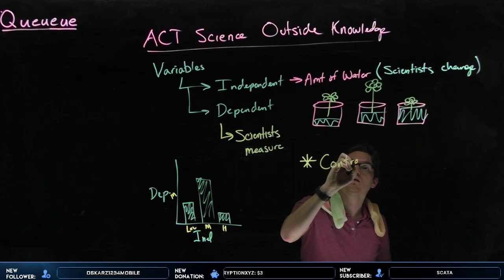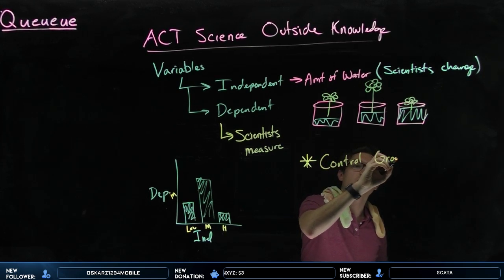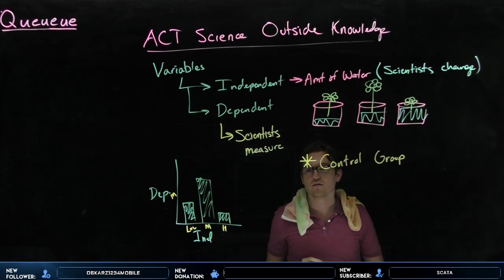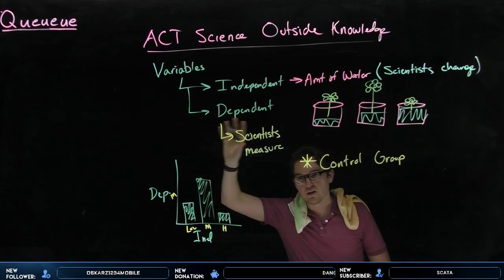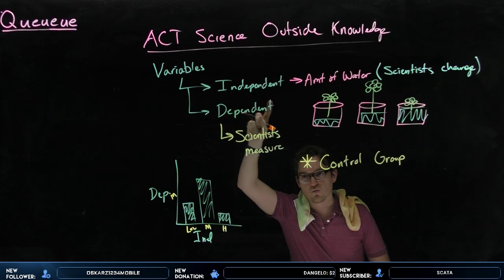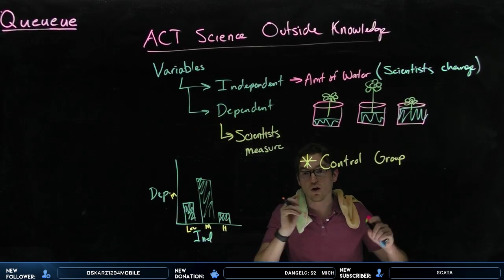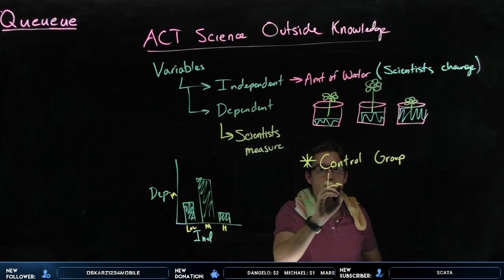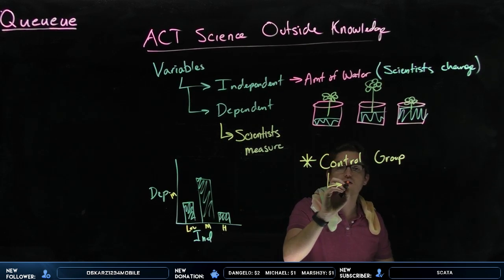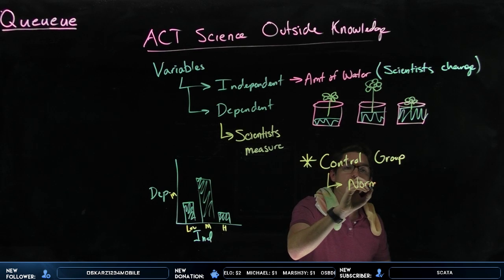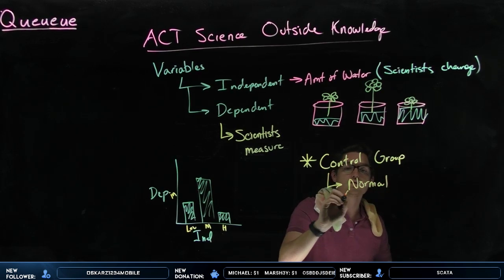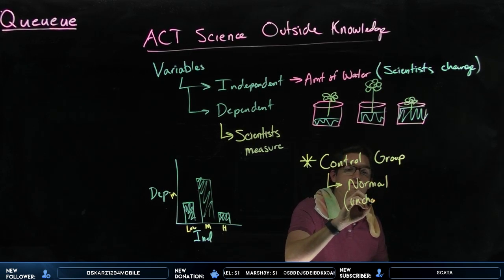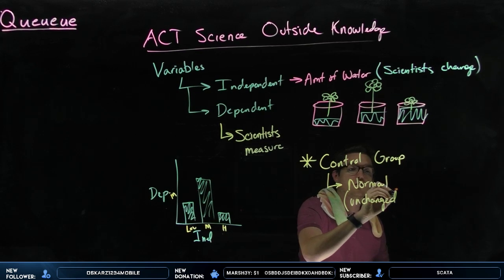Okay. So there's a difference here between when I said you want to control everything and having a control group. Controlling everything means all the other variables. You don't want them to change. You just want one thing to change. But the one group that you don't even make that change to, that you keep under normal conditions, is called the control group. So in this case, we're going to call this normal. We're going to say unchanged conditions.